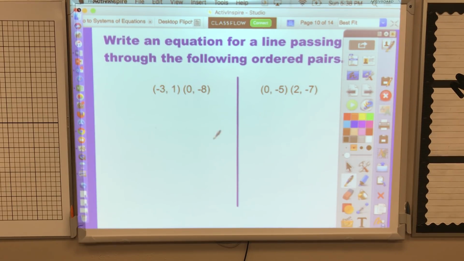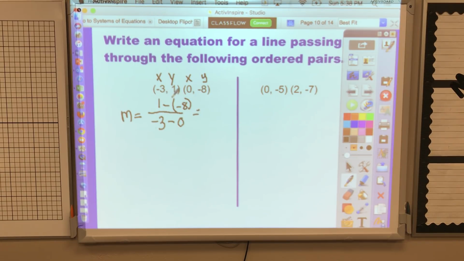First thing I need to find for these problems is my slope, which is y minus y over x minus x. Remember, the ordered pairs are x and y, x and y. So if I start with that first ordered pair, my y is 1, x is -3. Slope's always subtraction. Second ordered pair, y is -8, x is 0.